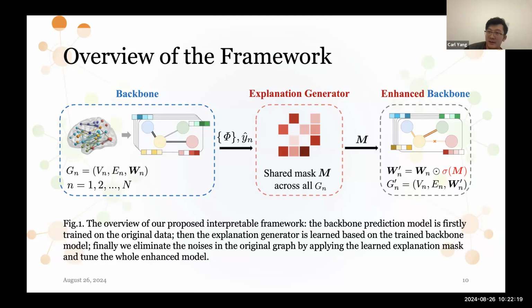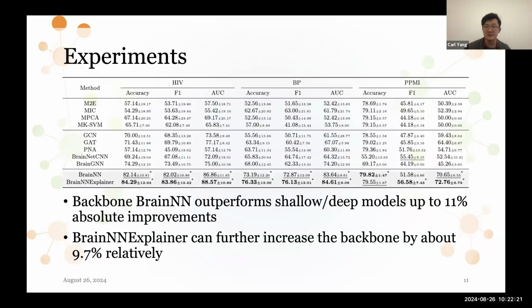I skipped all of the technical implementation details, but just to show some results here: the graph neural network backbone reached pretty good performance, and that backbone is very close to the best model we got from the BrainGB benchmark.